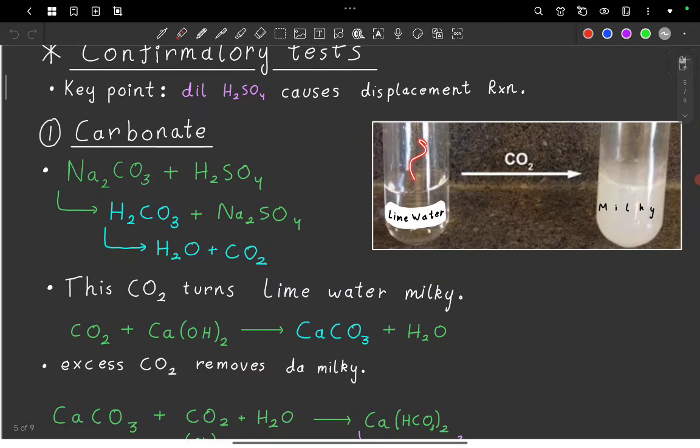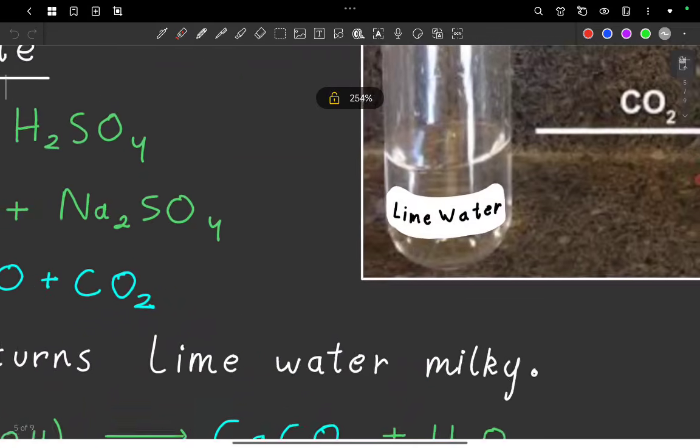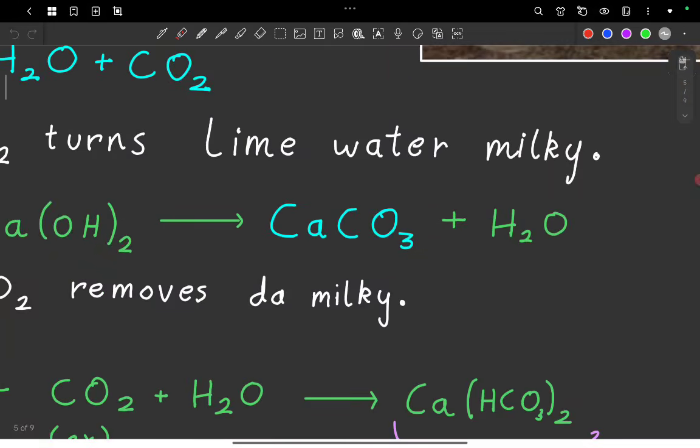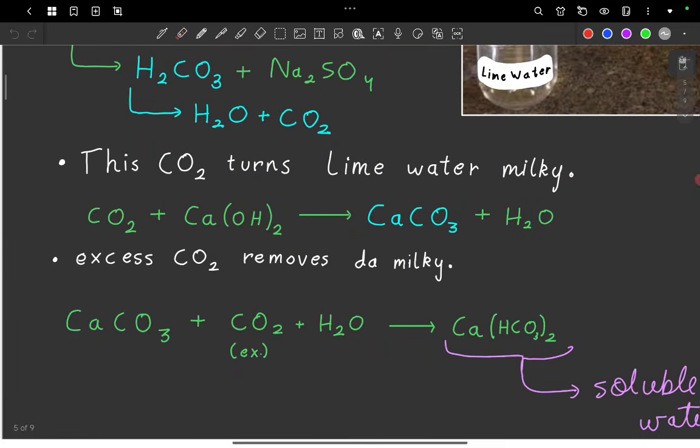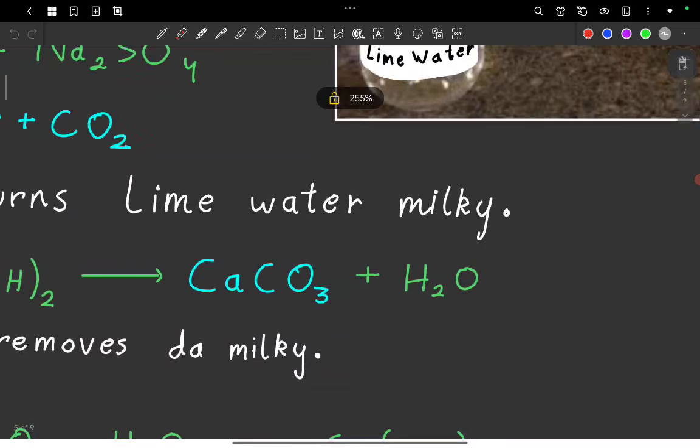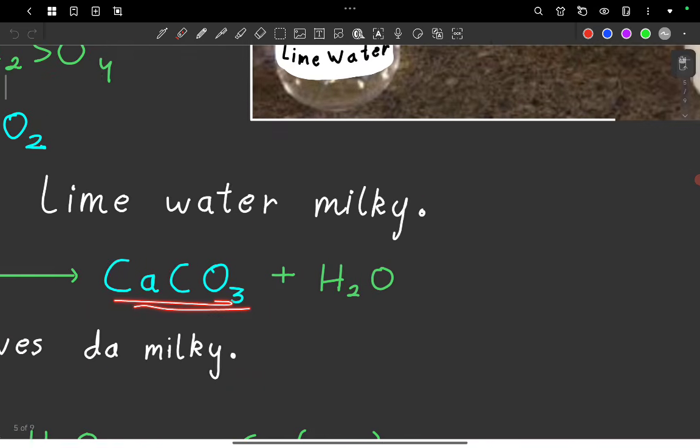So if that gas which is evolving, I pass it through lime water. Lime water is basically a calcium hydroxide solution, that is called lime water. So if that gas comes in contact with aqueous calcium hydroxide solution, it forms calcium carbonate with water. Now this calcium carbonate is white in color.